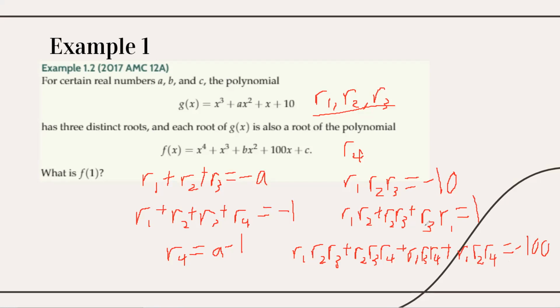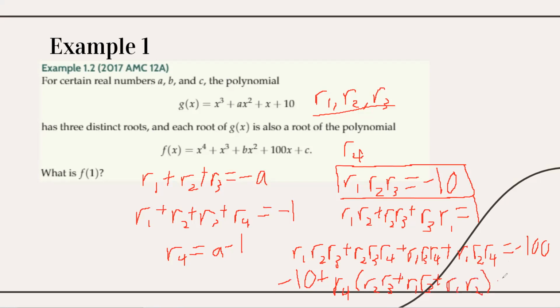Okay, and then this last equation actually simplifies a lot because, for example, we can plug in this equation into the last equation, and the first term just becomes -10. And then we can factor out an R4 from the other 3 terms. And we get R4 times R2 R3 plus R1 R3 plus R1 R2, right? And that is equal to -100. But we also know what this term is over here. This R2 R3 plus R1 R3 plus R1 R2 is just equal to 1, right? Because we already had that equation over here.